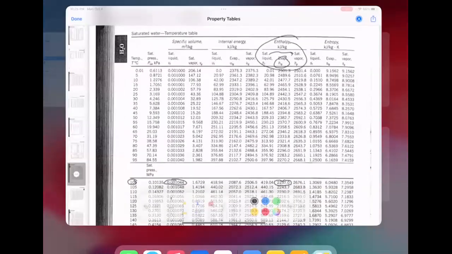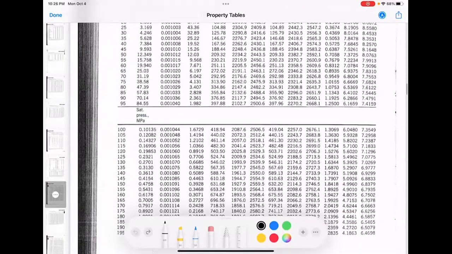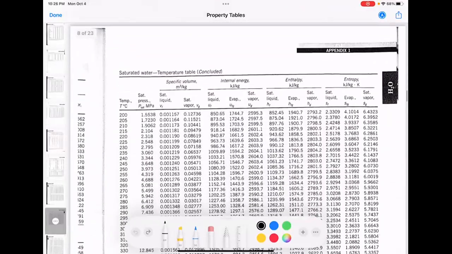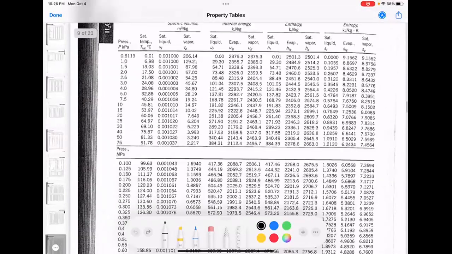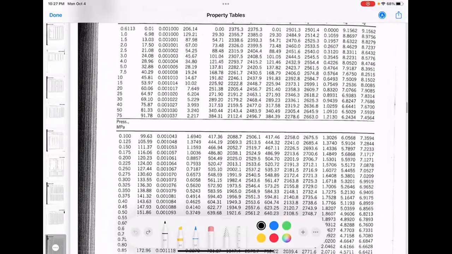Yes, water tables. Now, in this case, we don't really care so much about sorting by temperature, because that's what we're trying to find. What we want to do is sort by pressure. Now, we know it's double atmospheric pressure, so 2 times 0.1, so 0.2 megapascals. So I'm going to use this row here to determine my temperature. And I see that the temperature is 120.23.